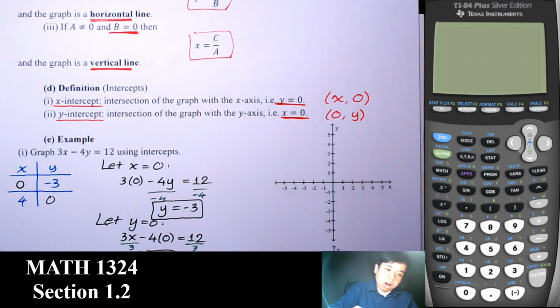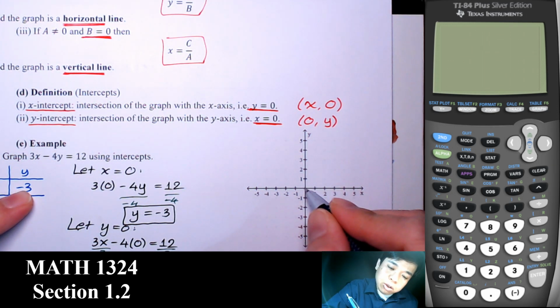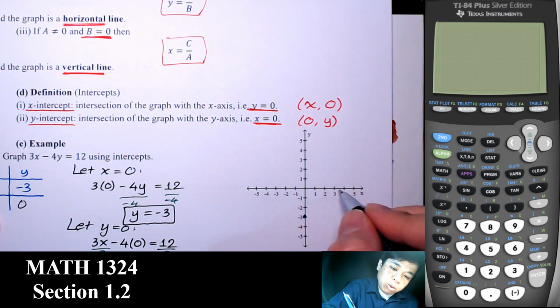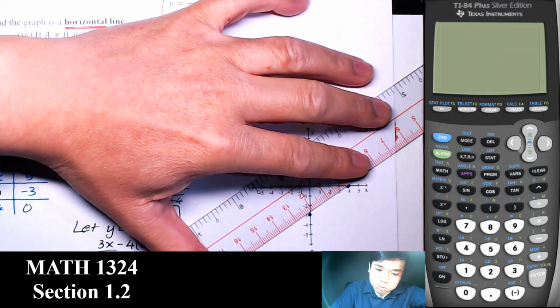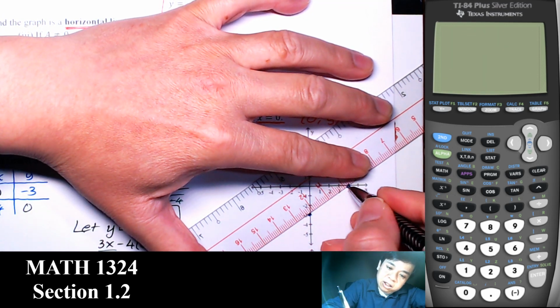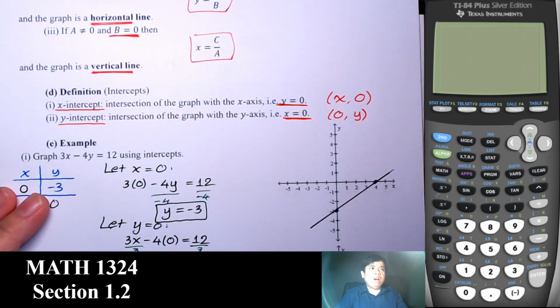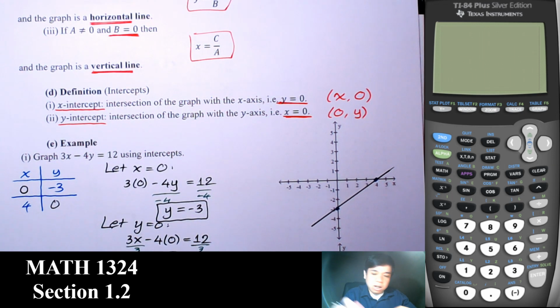And we just plot x equal to 0, y equal to -3, and x equal to 4, y equal to 0. So we have these 2 points, and connect them, we have the line. Of course, you can choose x to be equal to 0, y equal to 0, or x equal to 1, y equal to whatever it is. So choose one x, solve for y, and vice versa.